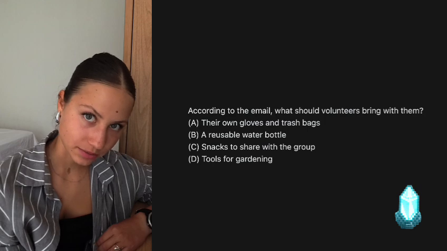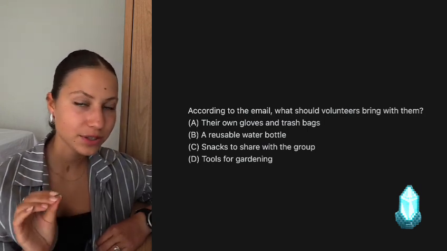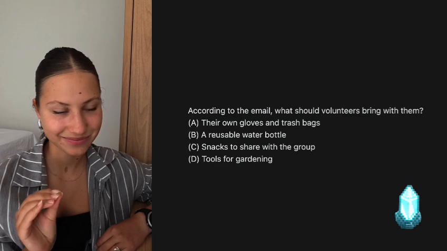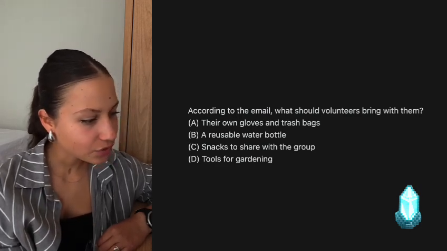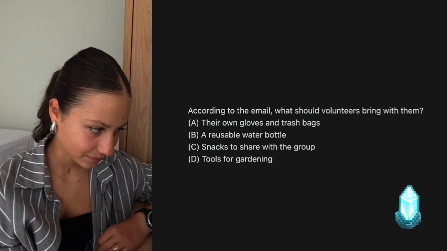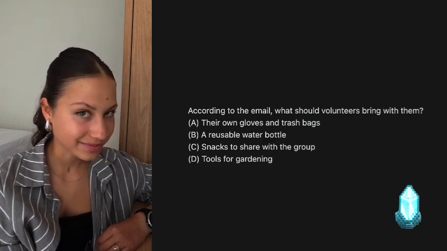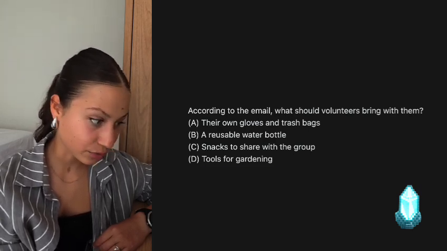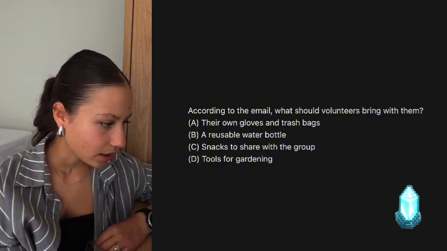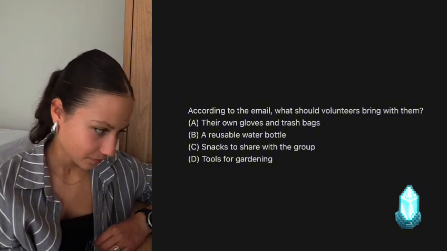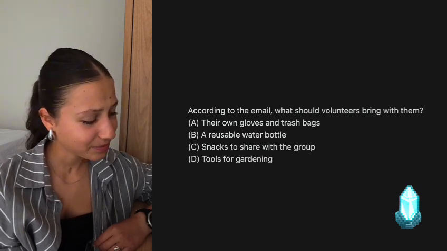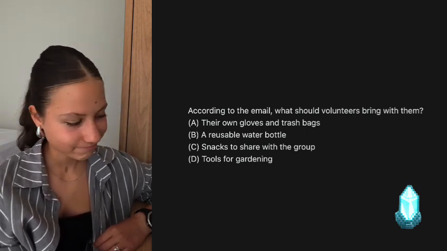Specific detail question. That's what I was talking about before. You have to pay attention to detail. According to the email, what should volunteers bring with them? Their own gloves and trash bags? No, because it was said that it would be provided. A reusable water bottle, snacks to share with the group, and tools for gardening. B. C. Nothing challenging. I'll give you the opportunity to practice. Read the text first.